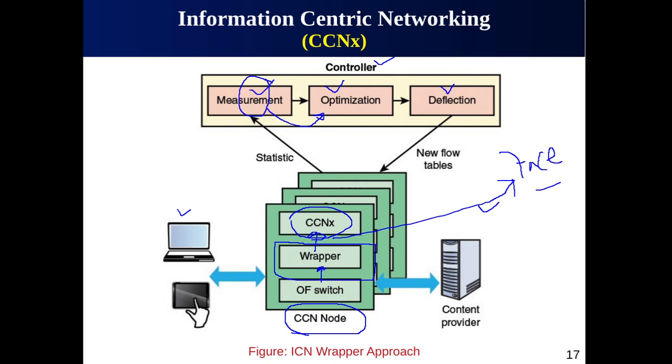Then we have the deflection module that uses the optimization results to build a mapping for every content between the content name and outgoing interfaces and things like that. But I will not go into the details of this CCNx architecture. You may skip this for the lecture, for the physical class.